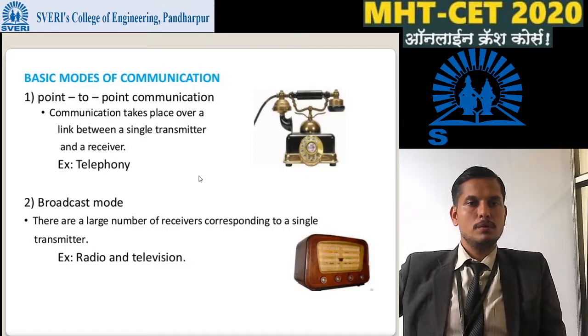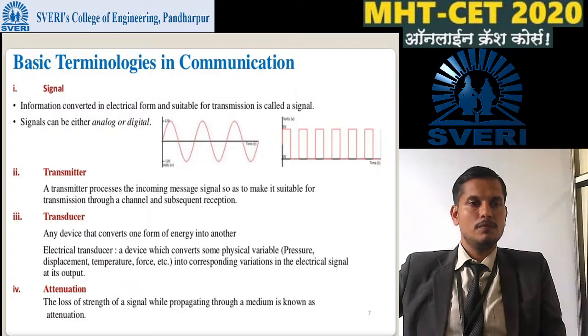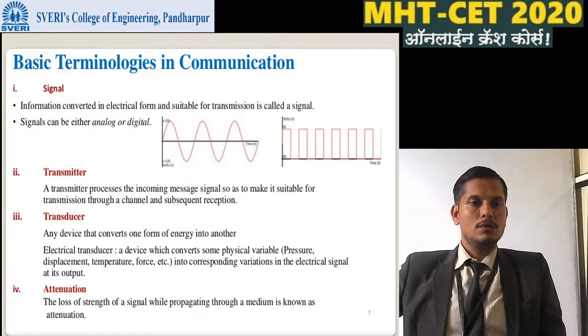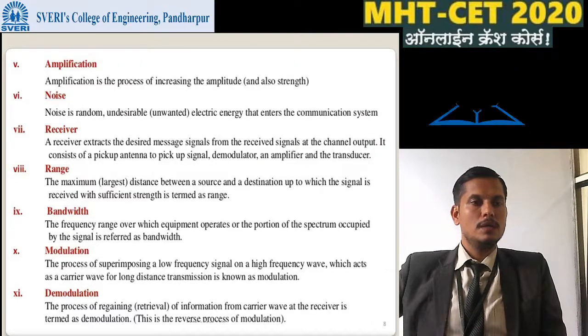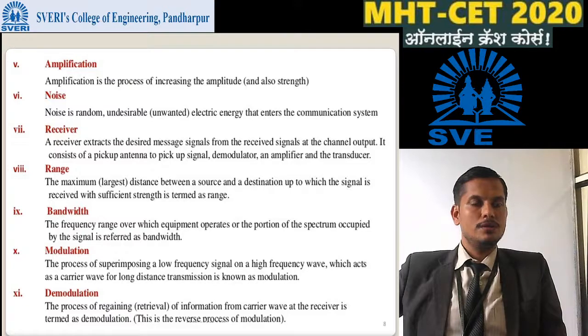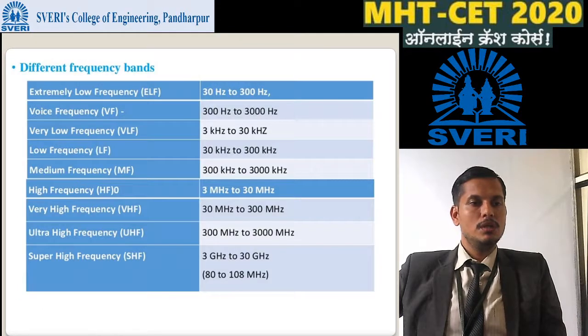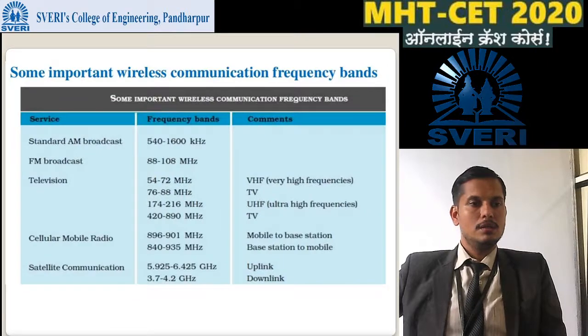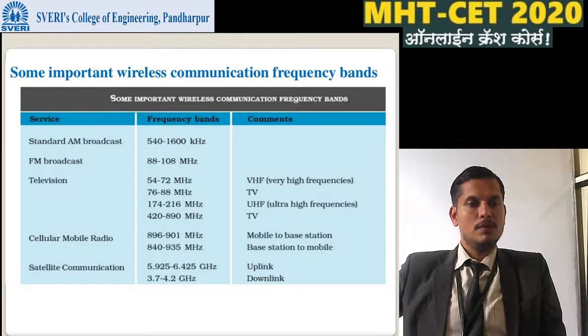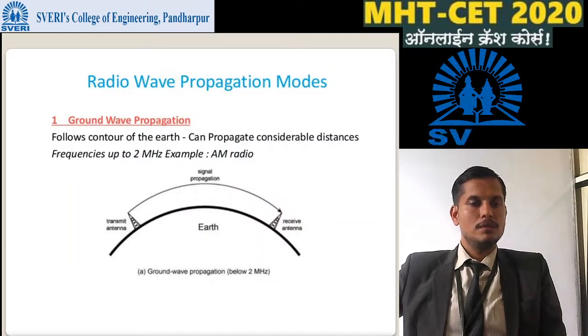Then some basic modes of communication: one-to-one and a large number of receivers. Then basic terminologies like signal, transmitter, what is meant by transducer, attenuation, that is loss of strength, amplification, noise, receiver, what is meant by range, bandwidth, that is the frequency range for that equipment, modulation and demodulation. Then we discussed the different ranges of frequency bands, and that for different purposes we use different levels of frequency.